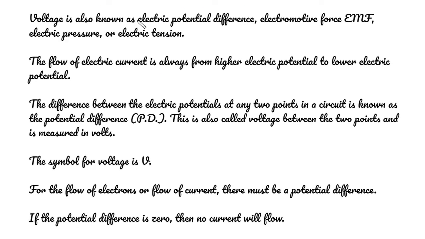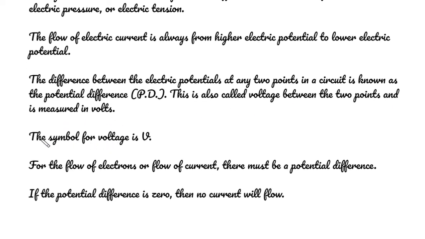Voltage is also known as electric potential difference, electromotive force, in short EMF, electric pressure or electric tension. The flow of electric current is always from higher electric potential to lower electric potential. The difference between the electric potentials at any 2 points in a circuit is known as the potential difference, in short PD. This is also called voltage between the 2 points and is measured in volts.